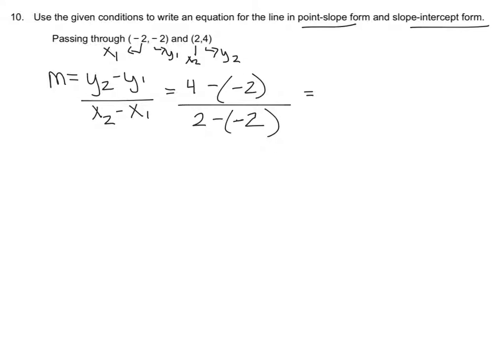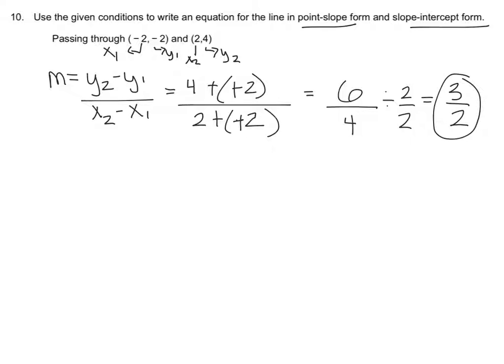Now we can go ahead and simplify this, and remember, whenever we have a double negative or minus a negative, it turns into plus signs. So 4 minus a negative 2 is 4 plus 2, which gives me 6. And then 2 minus a negative 2 is the same as 2 plus 2, which is 4. I can reduce this fraction because 6 and 4 are both divisible by 2, so I can divide the top and bottom by 2, and that gives me 3 over 2. So my slope is 3/2.